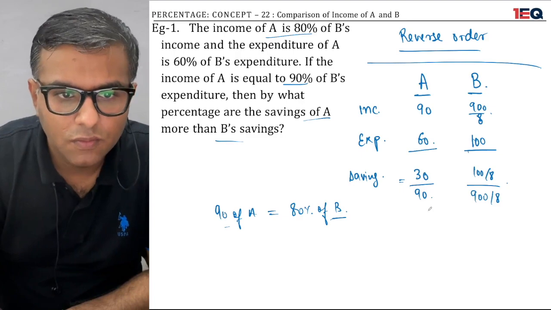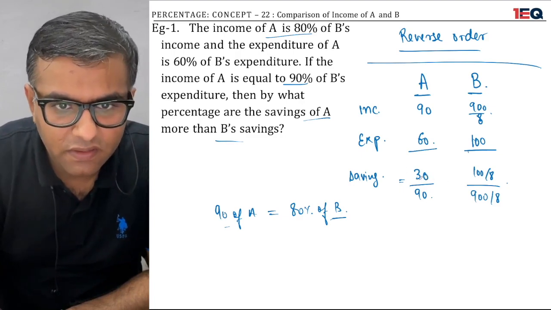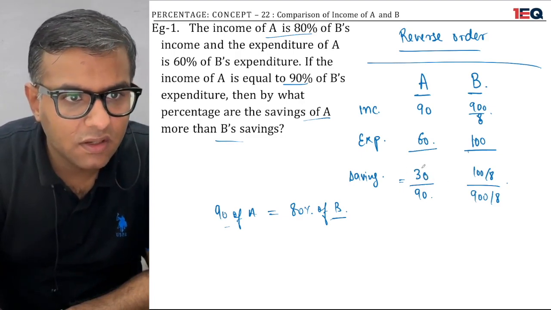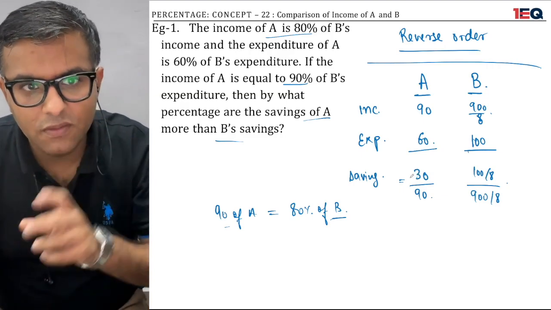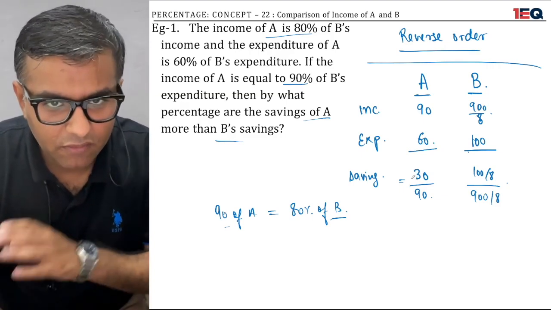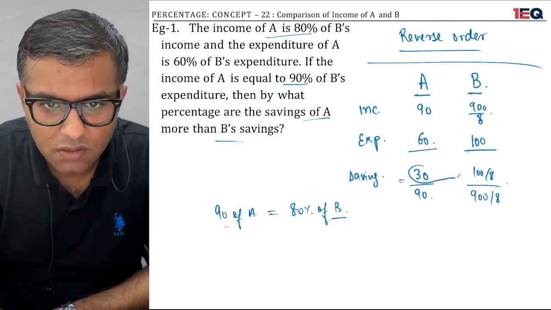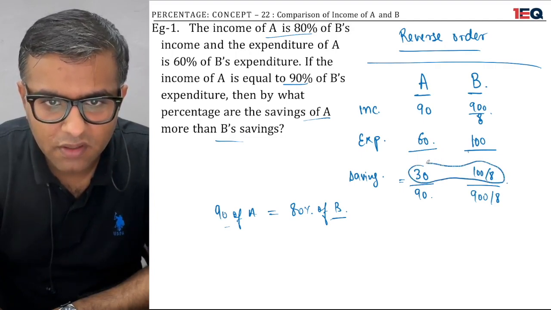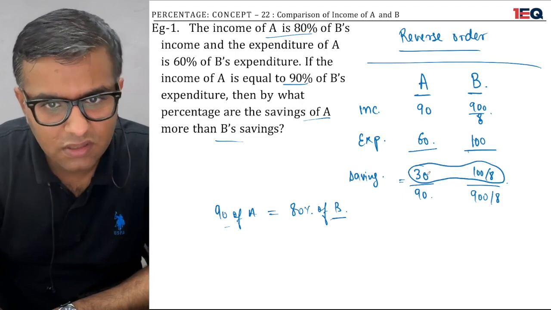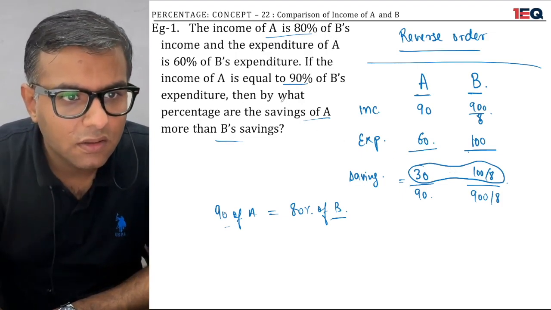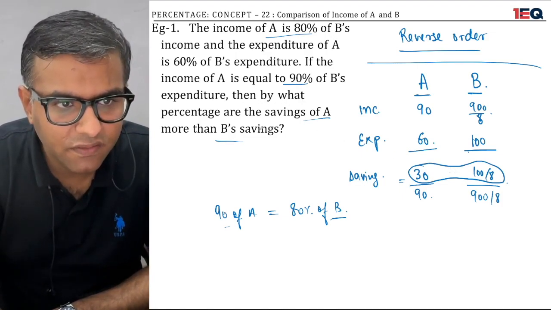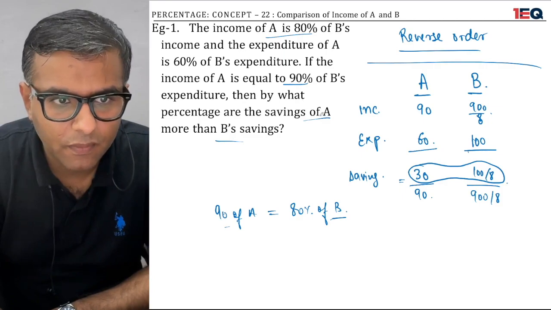Okay. So the savings. Can I talk about the savings straight away? It's not talking about the savings percentage, like what are the different percentages? It's just talking about the real world values. The differences are these. And it says then by what percentage are the savings of A more than the savings of B.